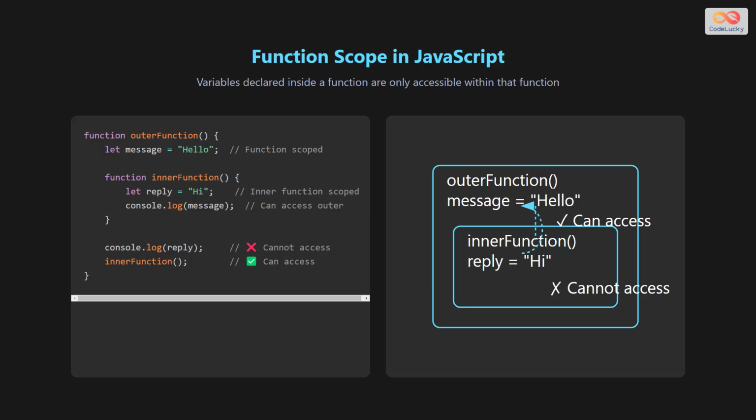Similarly, a function inner function is declared which has a variable reply declared using let keyword. The inner function can access the variable message declared in the scope of outer function. However, if we try to access the variable reply outside the inner function, it will result in an error. This is because the scope of reply is limited to inner function. The inner function can be invoked inside the outer function. This is demonstrated visually in the diagram.